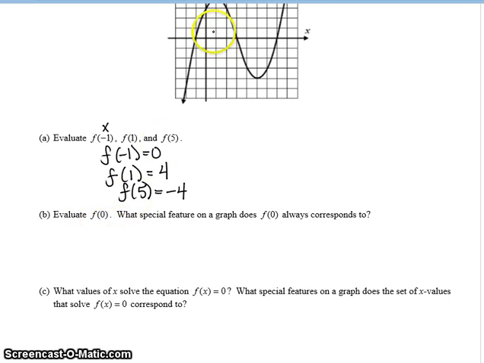Evaluate f of 0. So f of 0, okay, so here's 0. When x is 0, I come up and I'm at 3. What special feature on a graph does f of 0 always correspond to? That's the y-intercept. Okay, at the y-intercept, your x is always 0.